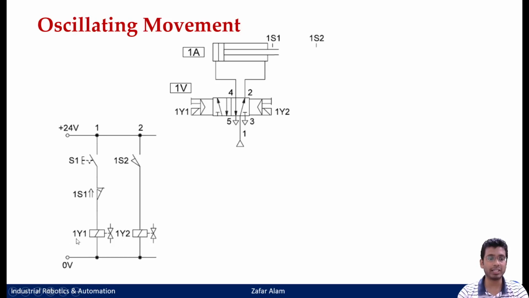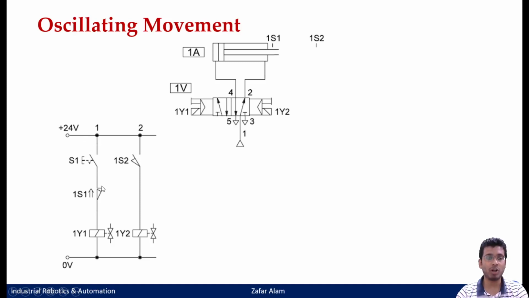This would lead to energizing my 1Y1 valve solenoid. My cylinder would extend. The moment it reaches the completely extended position, it will energize 1S2. That would energize my 1Y2 valve, and the cylinder will retract back. Now when it retracts back, this 1S1 will again get closed, because this is already closed. This is a control switch, so once you have pressed it, it will remain in its on position.